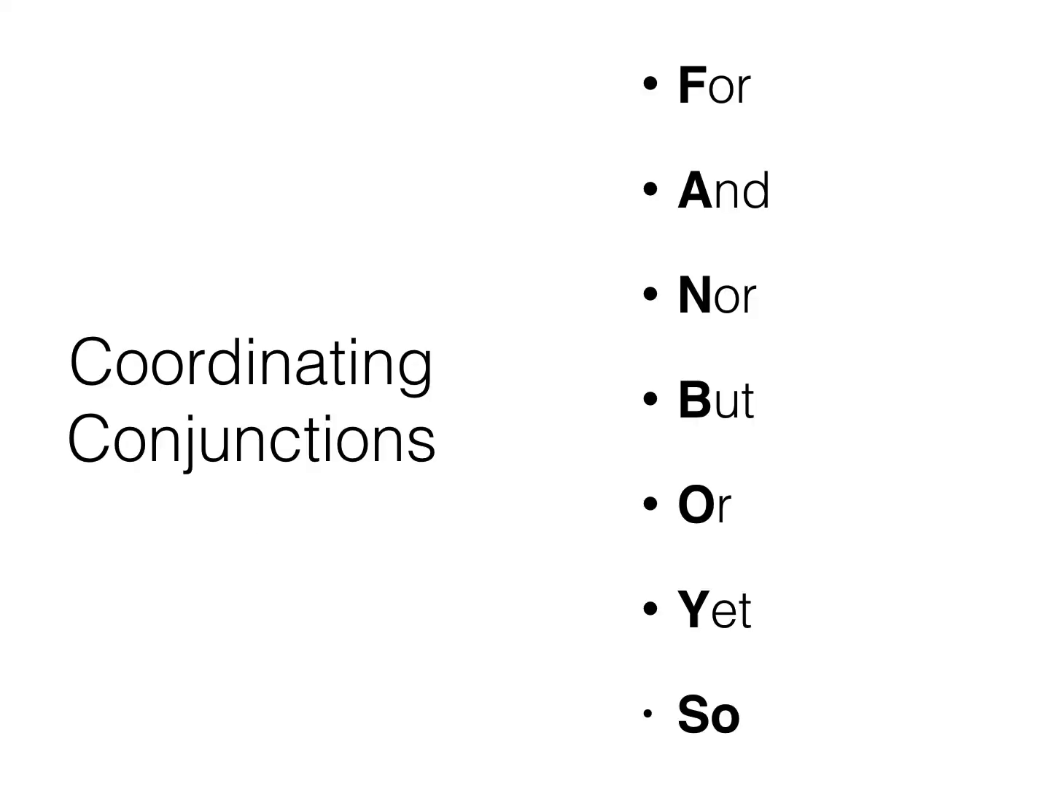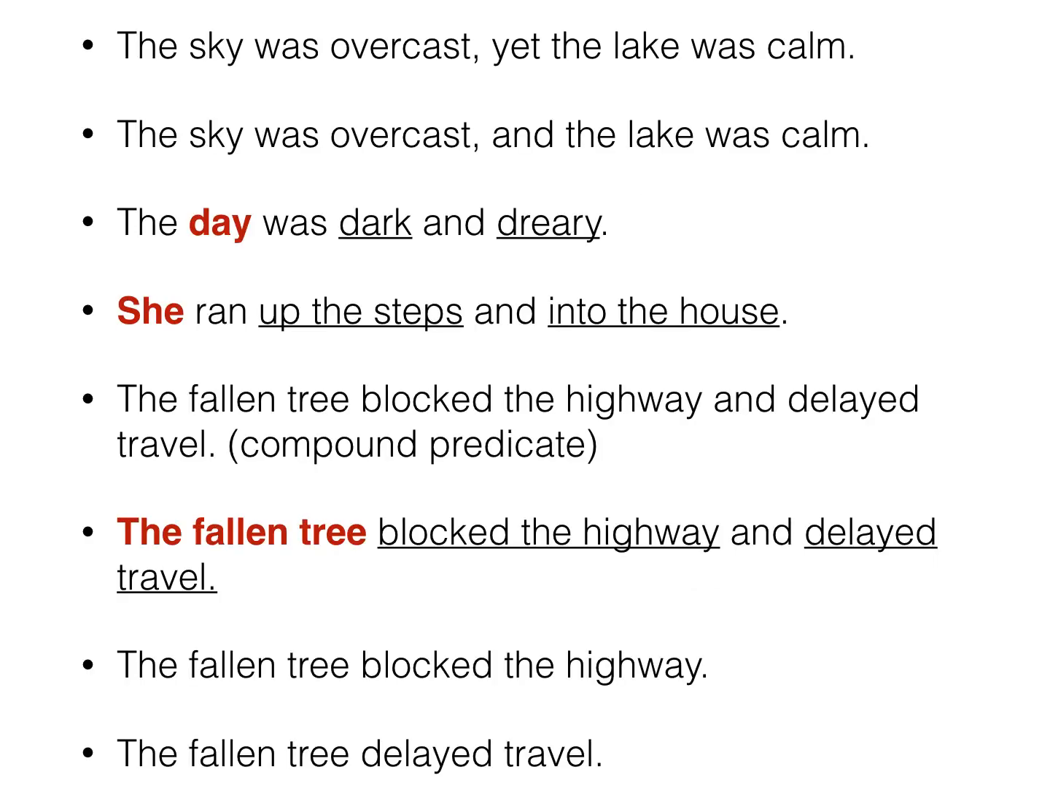So let's talk about coordinating conjunctions. Now I know you know all about coordinating conjunctions. Like I said, this is a little bit of review and we can all use that. So we have 7 coordinating conjunctions: for, and, nor, but, or, yet, so. And if you put those together, the first letter in each of those coordinating conjunctions spells fanboys. Just a good technique to remember them by.